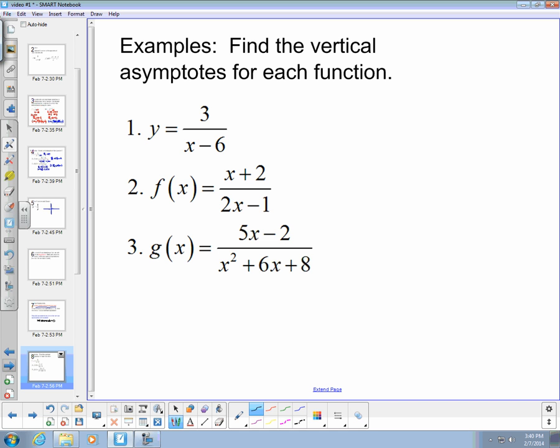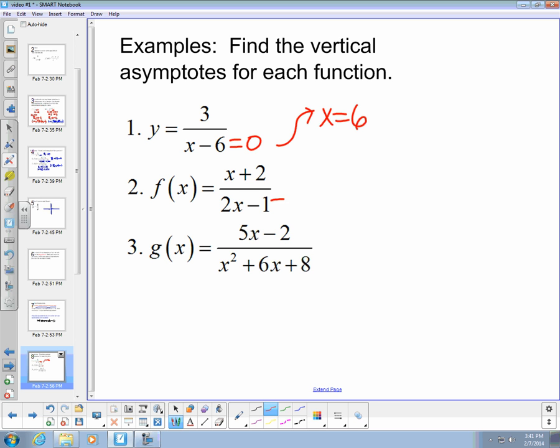So for example, in number 1, I'm going to take the bottom part and I'm going to set it equal to 0. So when I solve, I'm going to come out with x equals 6. That means my graph has a vertical asymptote at x equals 6. So take the denominator, set it equal to 0, and solve. Pause the video for a minute and try numbers 2 and 3, and then when you're ready, start the video again.